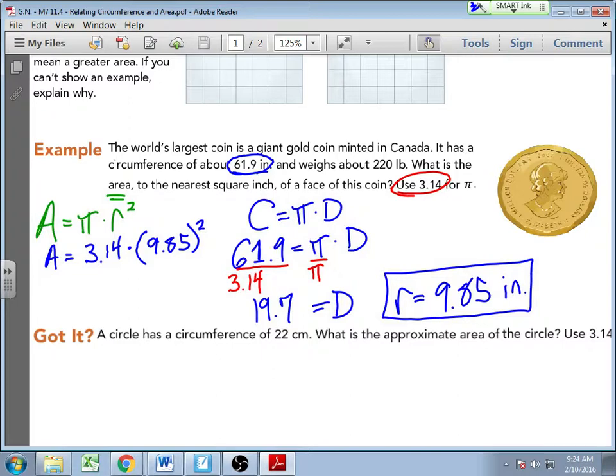When you're doing this, leave the 9.85 in your calculator after the division, then hit the square button and it will grab that number and square it, then hit times 3.14. That equals 304.9. What's my label? Inches squared.